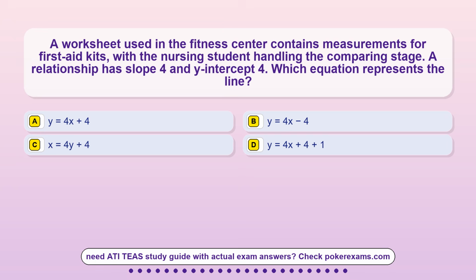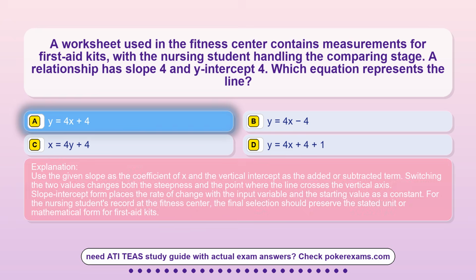A worksheet used in the fitness center contains measurements for first-aid kits, with the nursing student handling the comparing stage. A relationship has slope 4 and y-intercept 4. Which equation represents the line? Option A, y equals 4x plus 4. Option B, y equals 4x minus 4. Option C, x equals 4y plus 4. Option D, y equals 4x plus 4 plus 1. The correct answer is option A, y equals 4x plus 4.